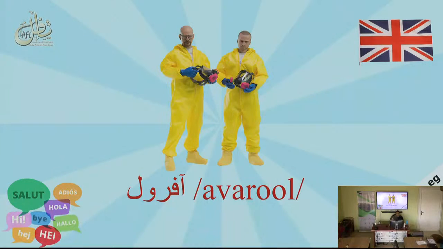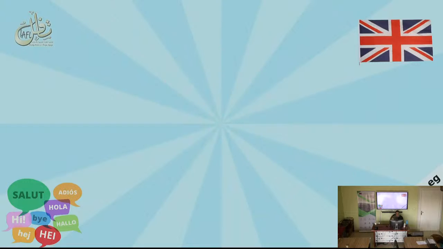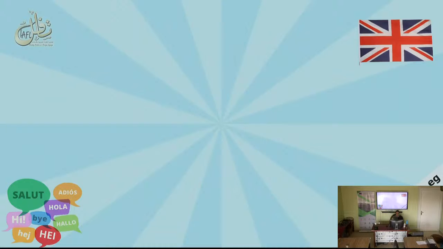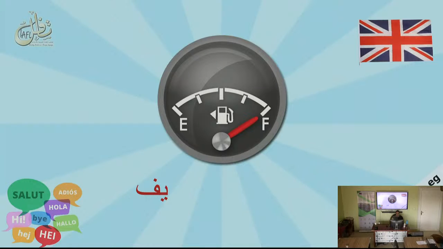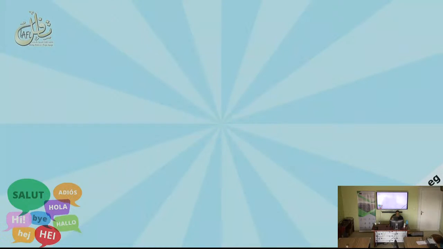The word overall, and the word jerkin, like the jerry can, it became jerkin. And a word like sensor. Many words not only came to Arabic mispronounced, but were also well digested in the Arabic language, so that the rules of Arabic grammar and morphology apply to these words. A word like full becomes a verb, يفول. If you're studying Arabic, this is like the second pattern. Okay, يفول.